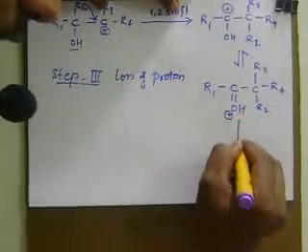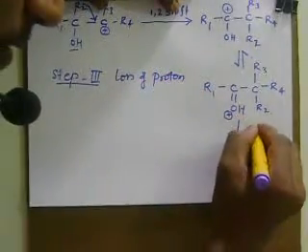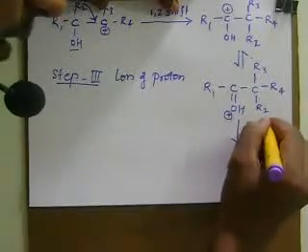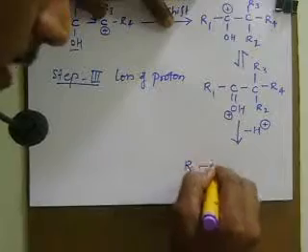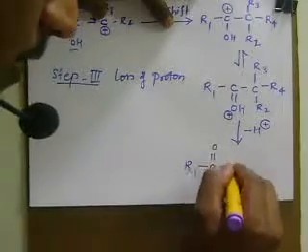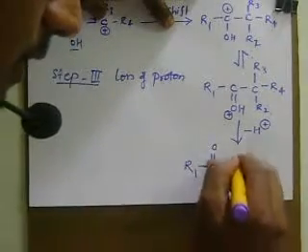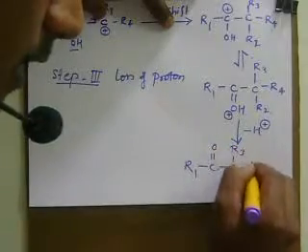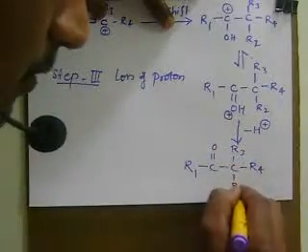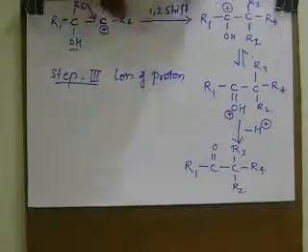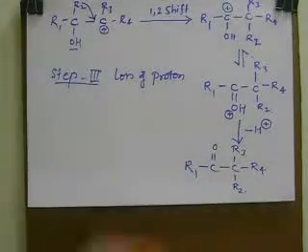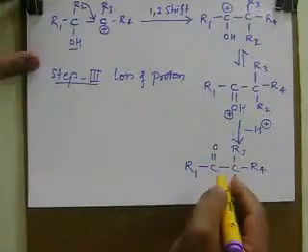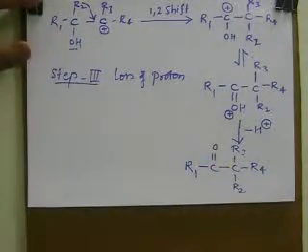This proton is lost from this hydroxyl group to give a more stable structure, that is aldehyde, or that can be ketone. R3 R4 R2. So this is our final structure. That is how we are getting aldehyde or ketone.